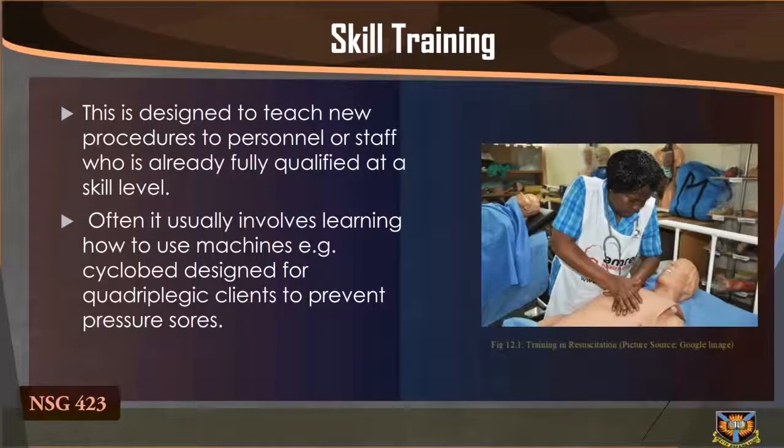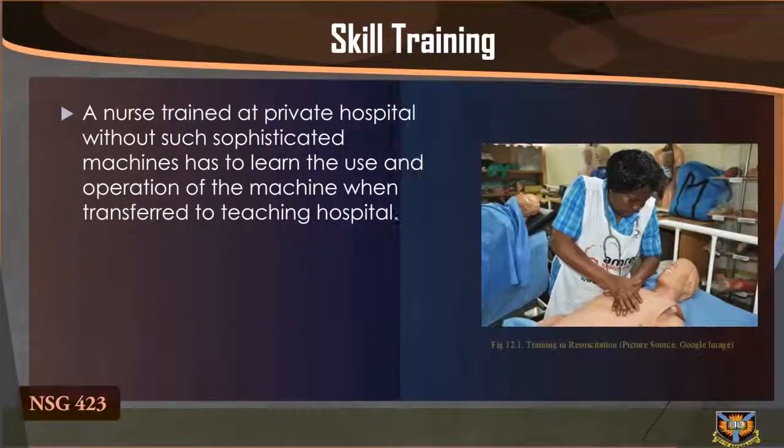Skill training. This is designed to teach new procedures to personnel or staff who are already fully qualified at a skill level. It usually involves learning how to use a machine, e.g., Cyclope designed for quadriplegic patients to prevent pressure sores. A nurse trained at a private hospital without such a sophisticated machine has to learn the use and operation of the machine when transferred to a teaching hospital.